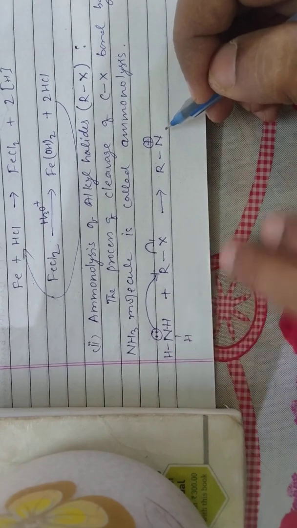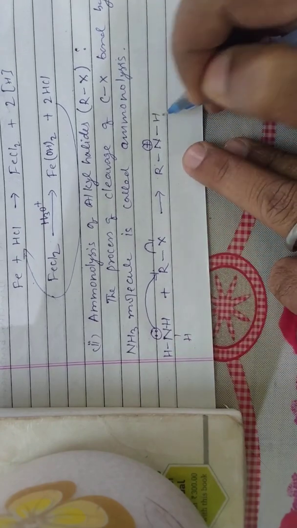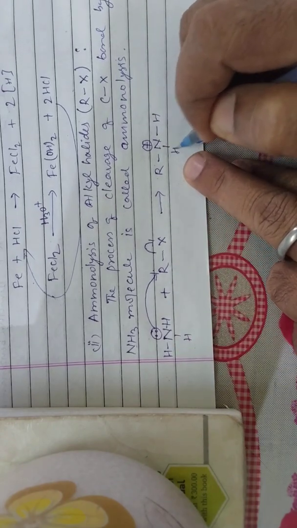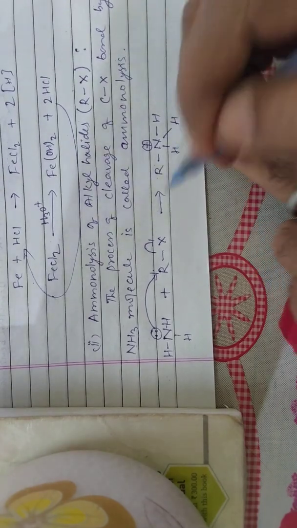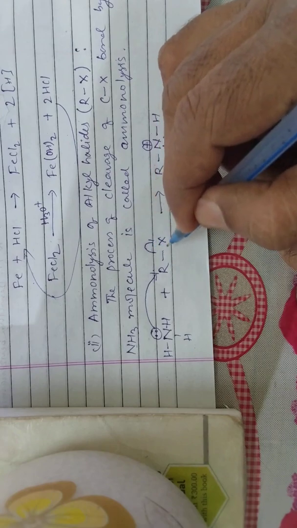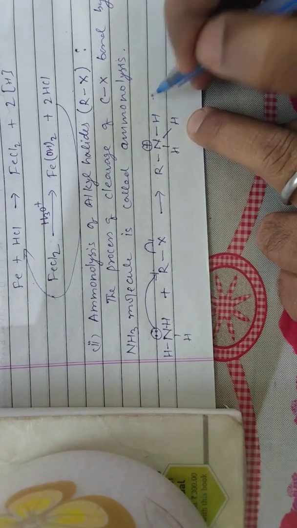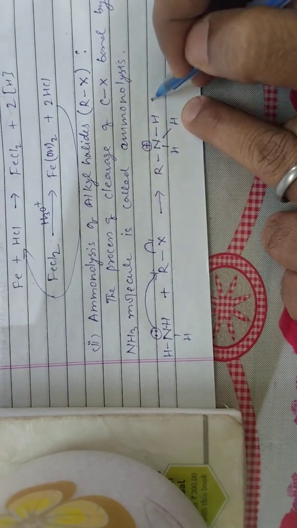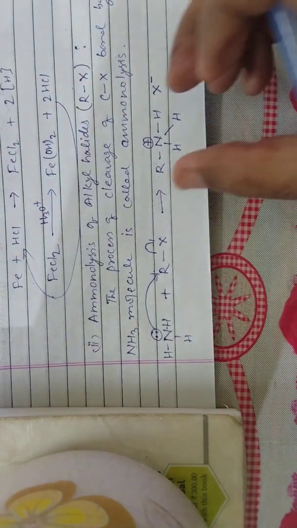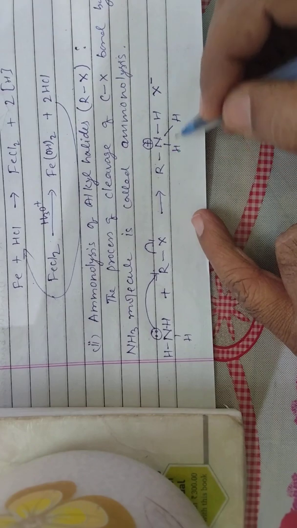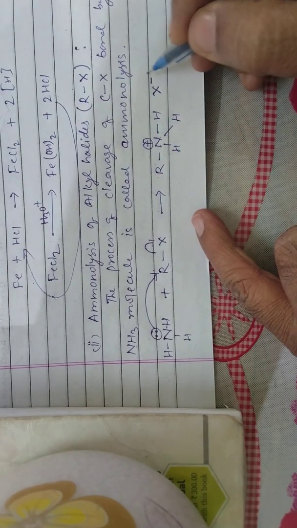and 3 hydrogens are already present: 1, 2 and 3. And this halogen becomes halide, and since this is positively charged, this halide is present here. A salt is formed. This is the RNH3 positive X negative salt.